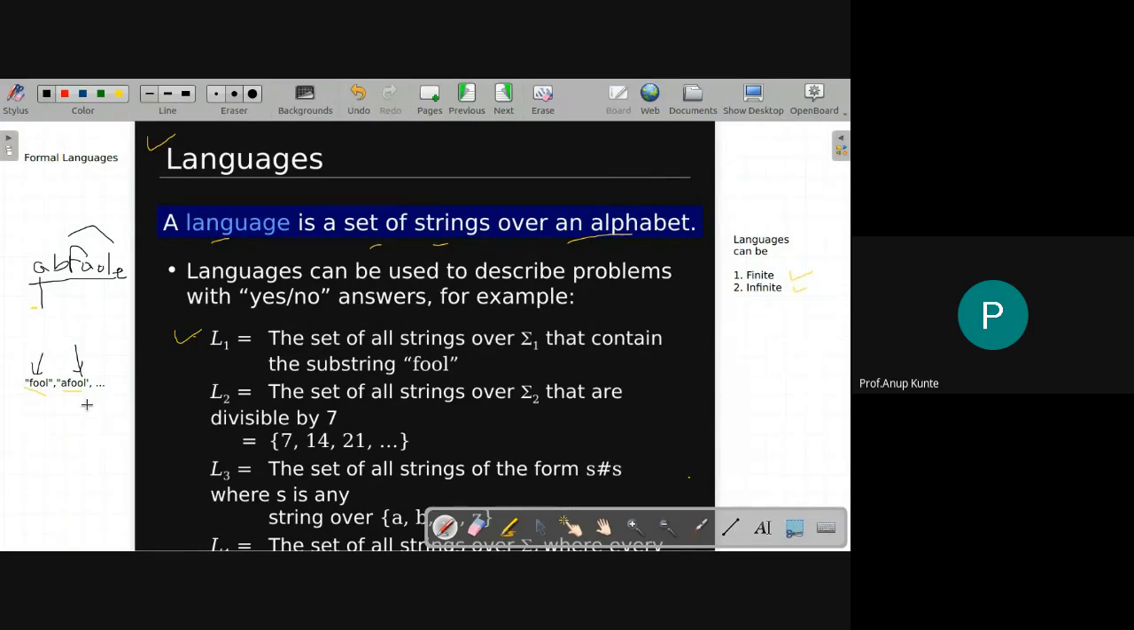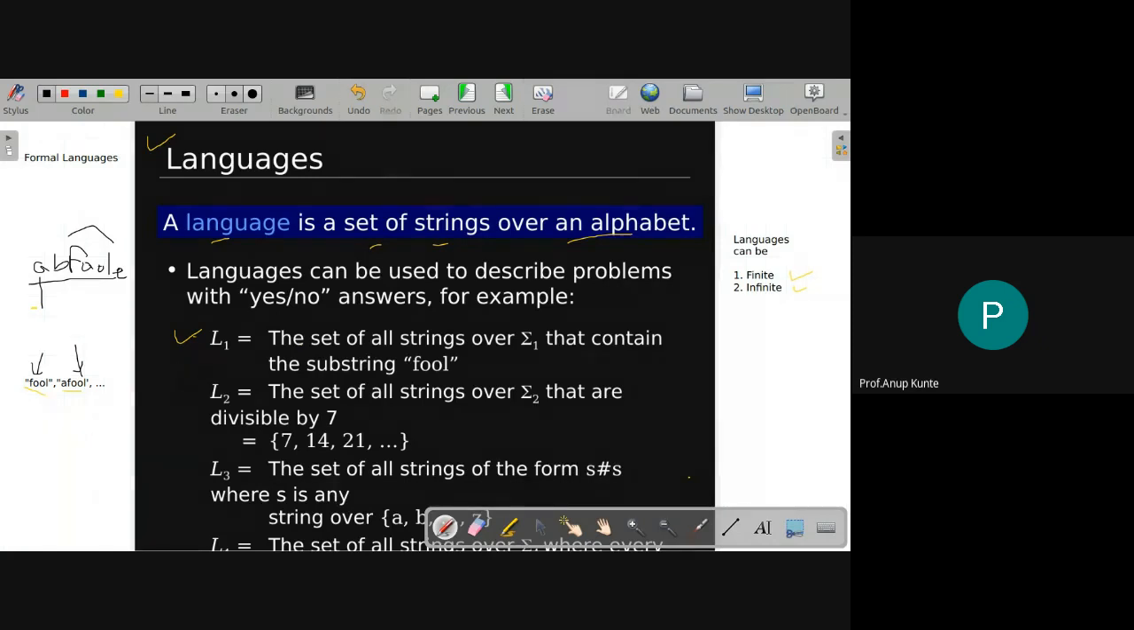So I'm just trying to make you understand that there are various properties of these strings. Okay, and we may be interested in understanding or learning those properties when we are trying to utilize these strings and abstract them into a formal representation. Okay, so that's what L1 is.